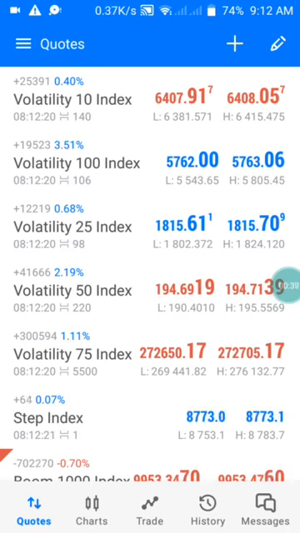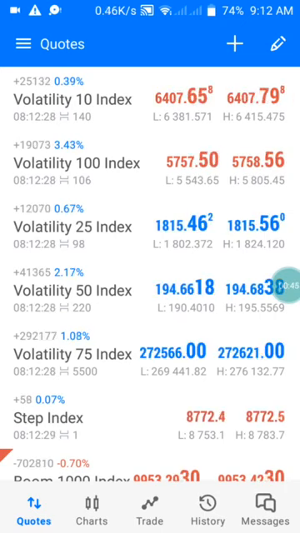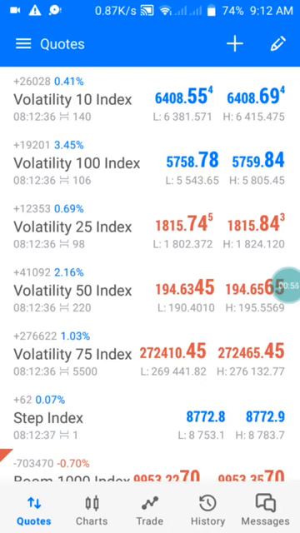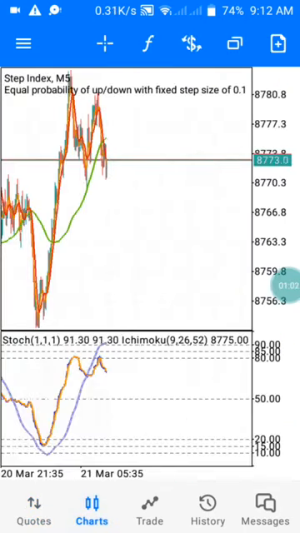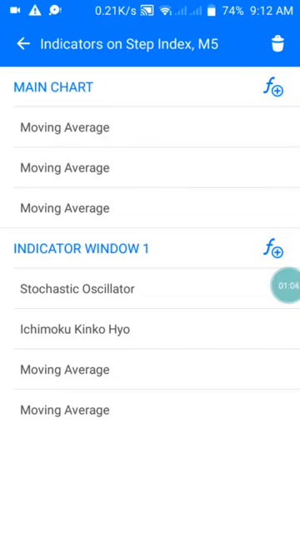So today I'm going to explain to you how you can trade with step index and make a lot of profitable trades every day. I'm going to show you an analysis, a strategy that you need for step index to catch up your profits every day. So now let me show you the settings of the strategy for you.